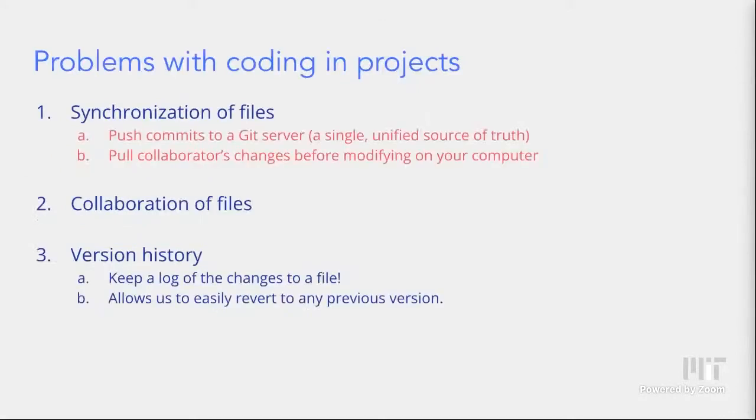So this solves the synchronization issue. Pushing commits to a Git server allows it to keep a centralized, single source of truth. The Git server will always be the most updated version, the version that you're pulling from. There's no need to go back and forth between individual team members to find out what we need. By pulling the collaborators' changes before you do your own, you always ensure that you aren't overwriting other people's stuff, because you're getting all of their changes first, then figuring out how to apply your own, and then sending it back.